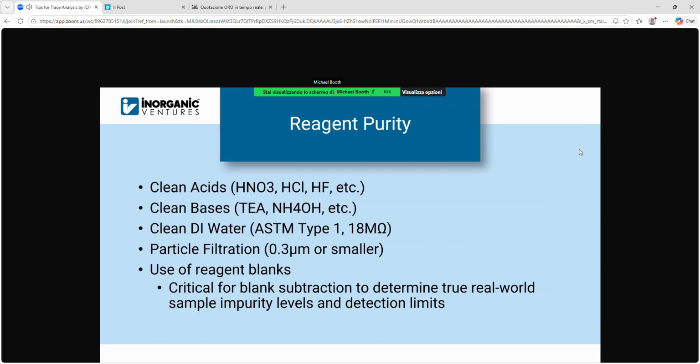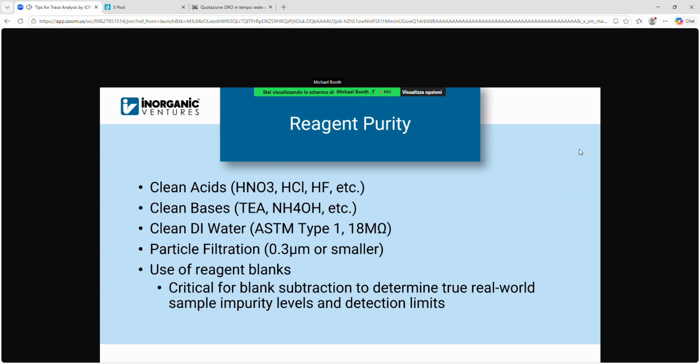All right, last thing to touch on in this contamination section is just about reagent purity. So I mentioned before, you don't have to use a clean acid to make that leaching solution. You do need to use a clean acid if you're doing digestions on your samples, clean bases. Clean DI water is a necessity.